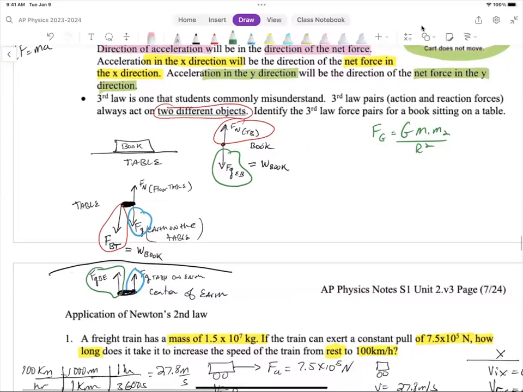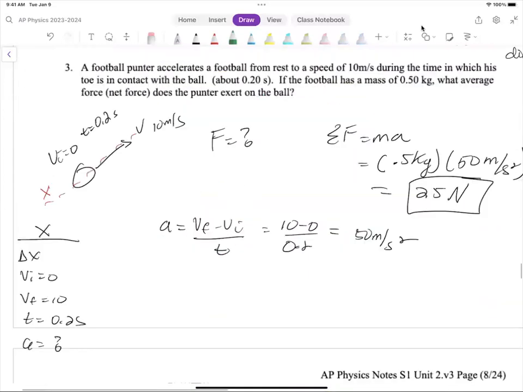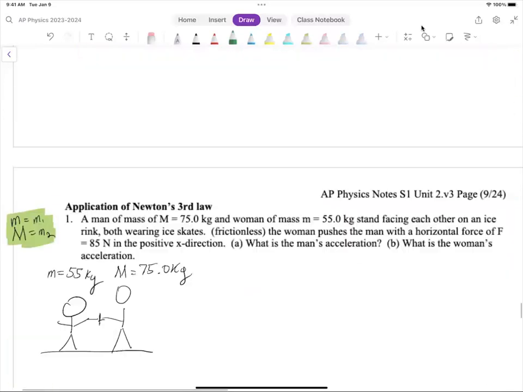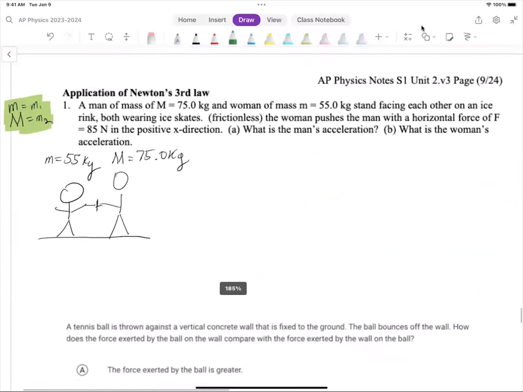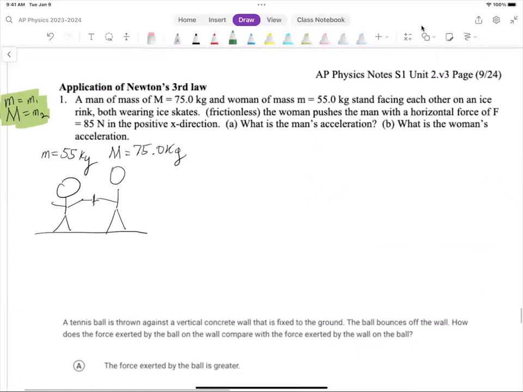Now, we're going to go to some problems where we're going to use the third law pairs and actually practice. So take your notes and turn to page 9, and let's practice using third law to solve some problems. All right, I'll read this while you guys get to that page.